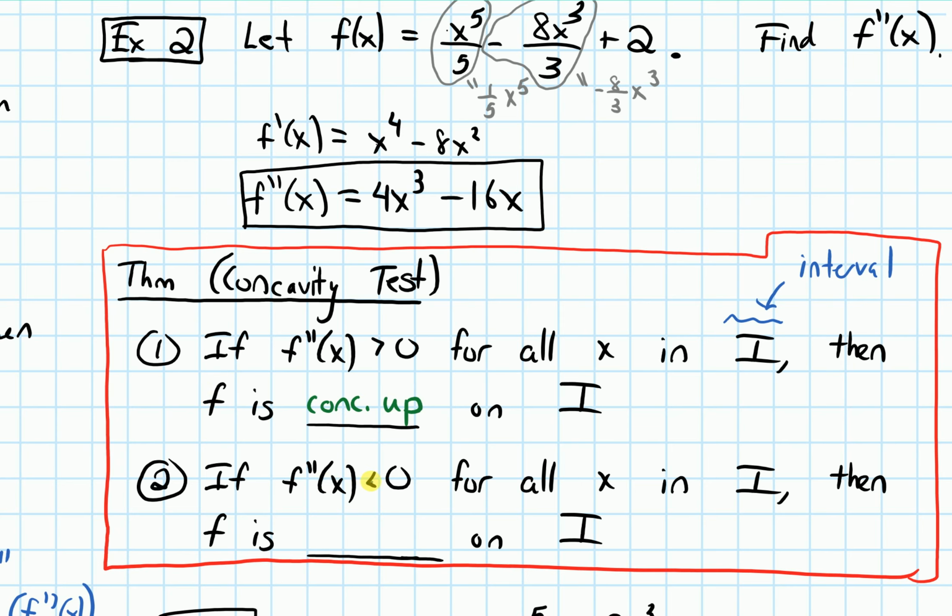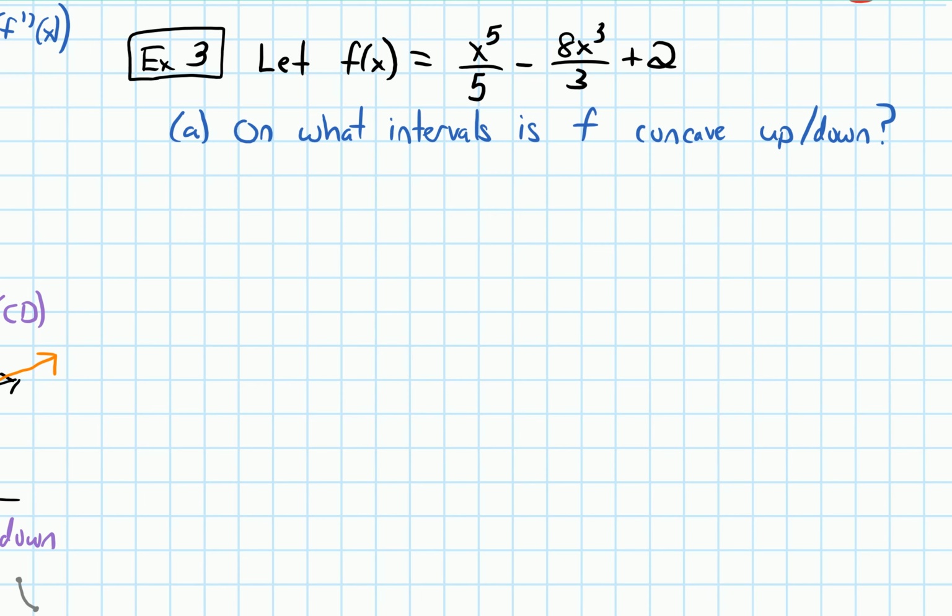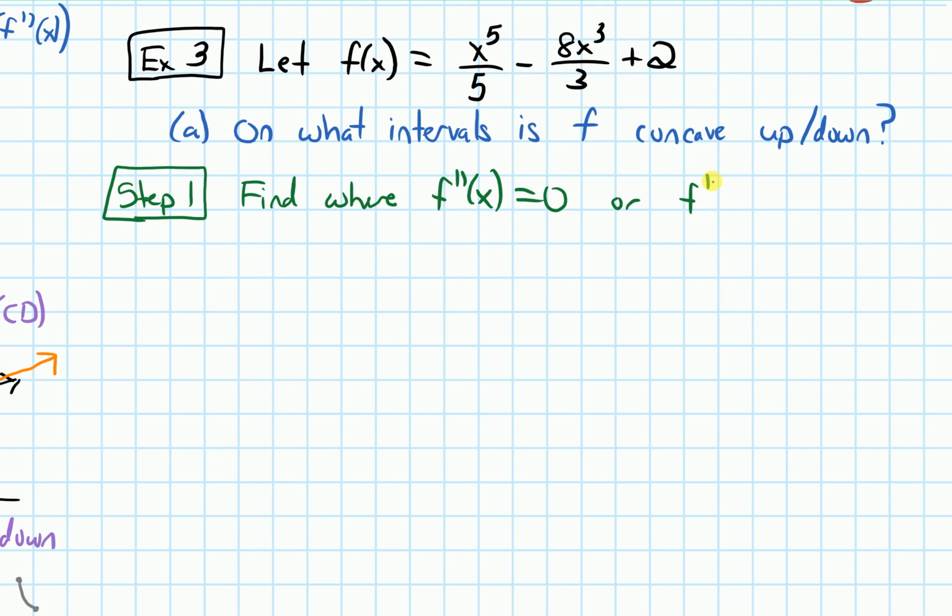So let's do an example. For the function that we were looking at before, let's determine on what intervals this function is concave up and on what intervals this function is concave down. Okay, so I'm going to break this up into steps, just like we did for increasing, decreasing. So step one is to find where the second derivative equals 0, or the second derivative is undefined.